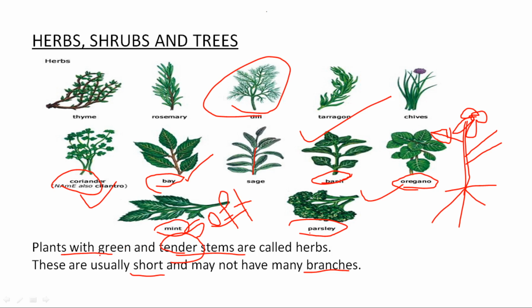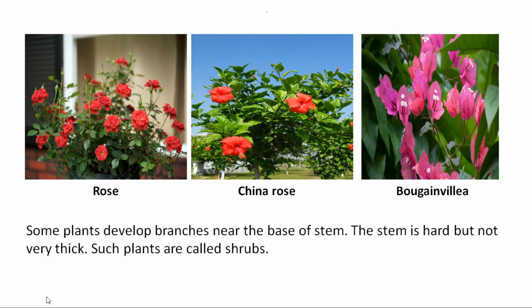These are herbs which have green and tender stems. Means the stem is green in color and tender. Tender means soft. And short, the height is not very long. That is short, and may not have branches.